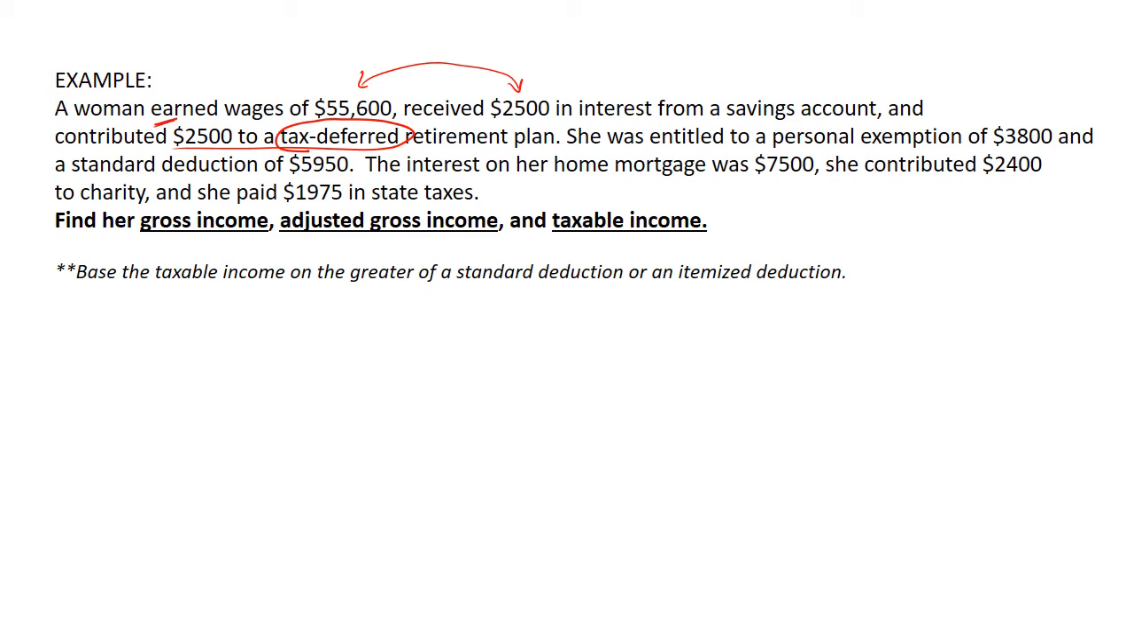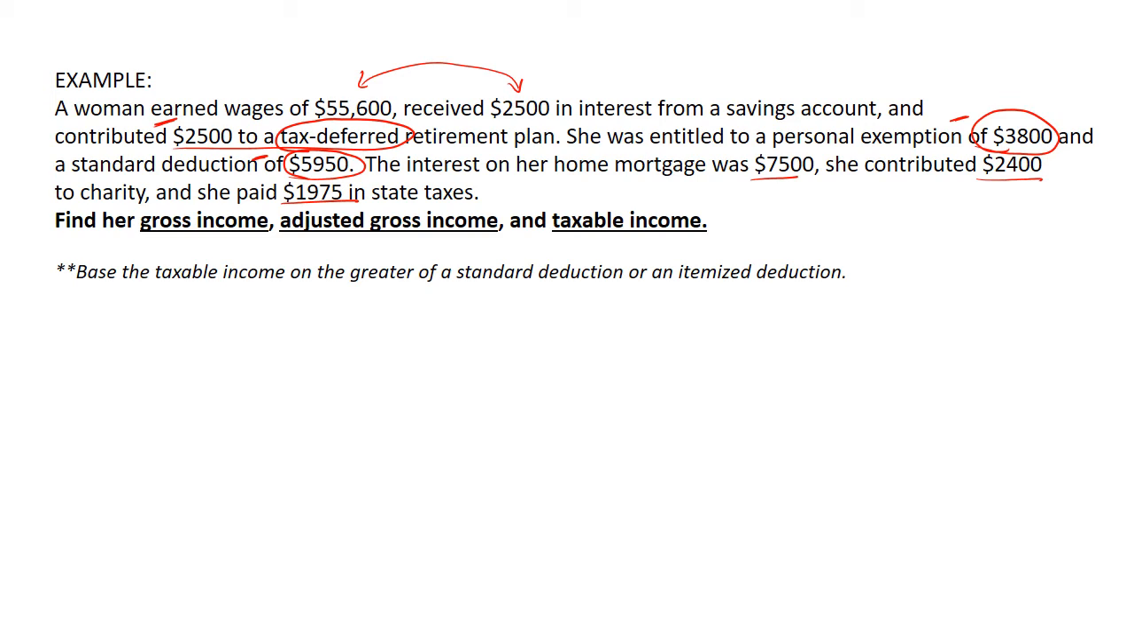She was also entitled to a personal exemption of $3,800, so we can subtract that, and a standard deduction of $5,950. We can subtract that. The interest on her home mortgage was $7,500. She contributed $2,400 to charity, and she paid $1,975 in state taxes. Normally, if your state does charge you income taxes, then you're allowed to deduct that from your IRS monies. Now, we're asked to find three different amounts.